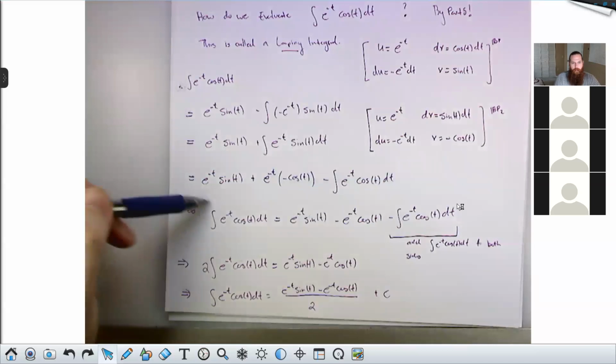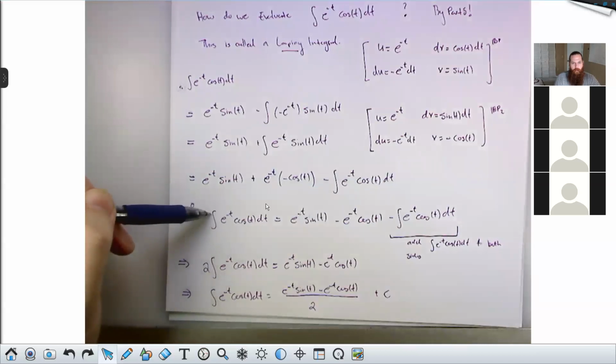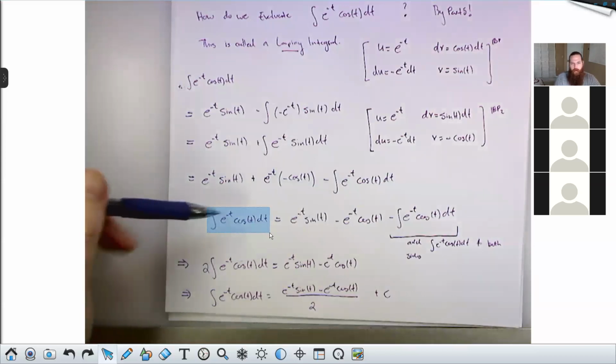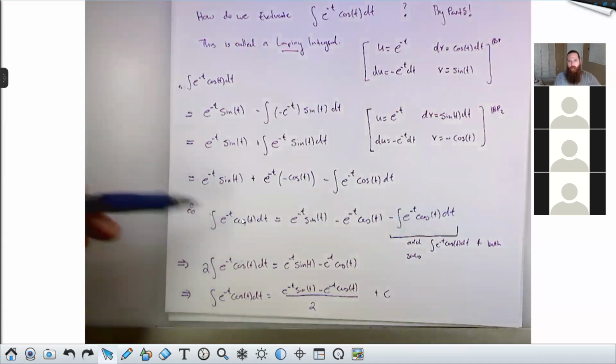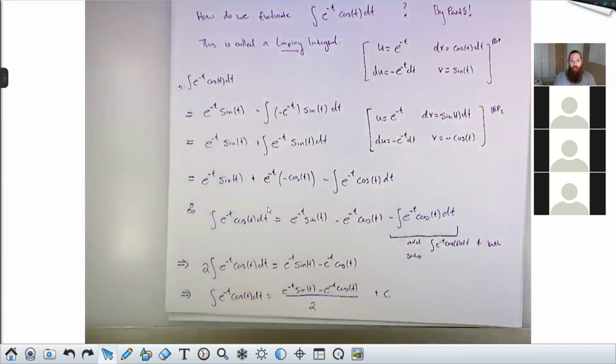And what I recognize is that in this line, if I treat this object like a variable, then call it I, then I is equal to this stuff minus I. And you can solve that equation for I by adding this over here. Since this integral and this integral are the same, when I add this to both sides, I just get 2 copies of this integral. I plus I is 2I. So I get 2 copies of this integral equals the other stuff that was left over.